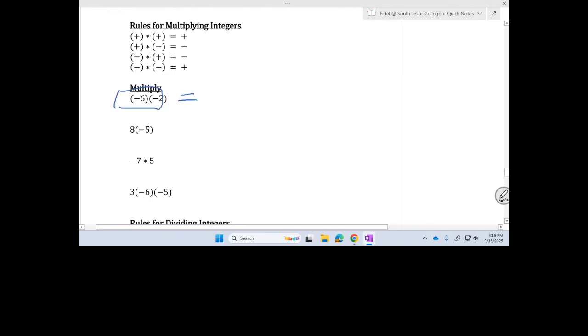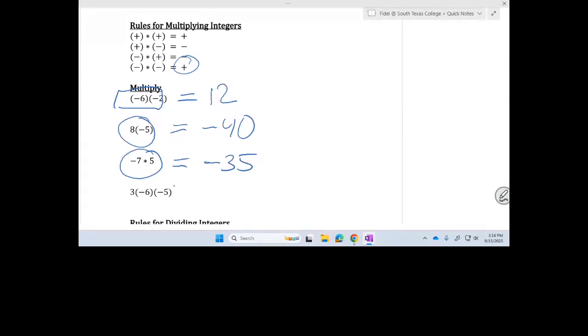Notice, y'all, we got 2 negatives. 2 negatives, when we multiply them together, is going to give us a positive. 6 times 2 is just 12, right? 8 times -5, -40. -7 times 5, boom, -35. 3 times -6 times -5.